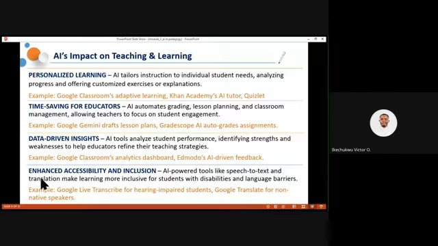Then it gives enhanced accessibility and inclusion. Right? Now, when I talk about inclusion, we're talking about the differently abled students. How can we ensure that we have a classroom that is inclusive? You understand? If you are in what we call an inclusive school, where we have maybe the blind together with the visually abled, or the hearing impaired with those who can hear, how can AI help you to make it work? We don't want to segregate these students.